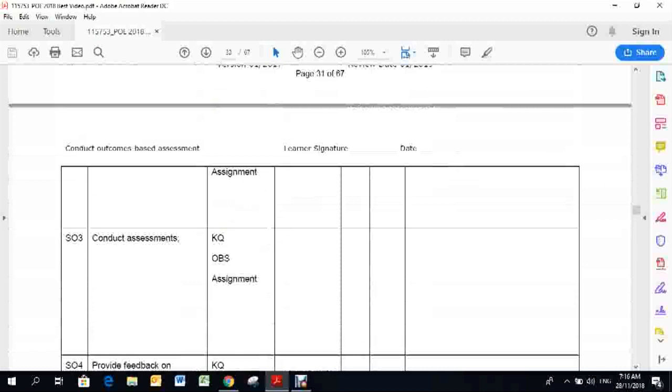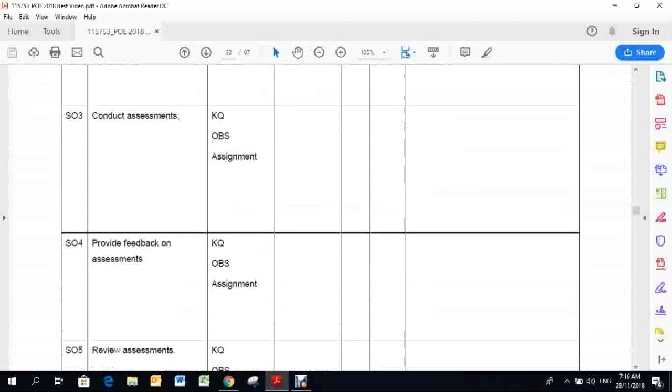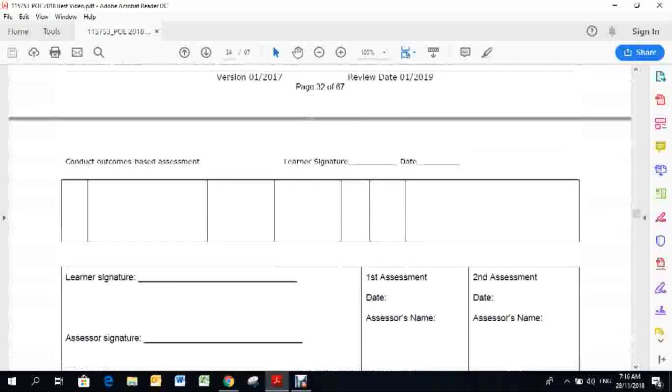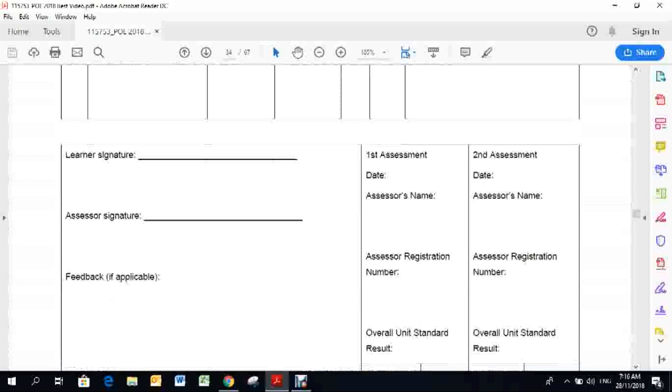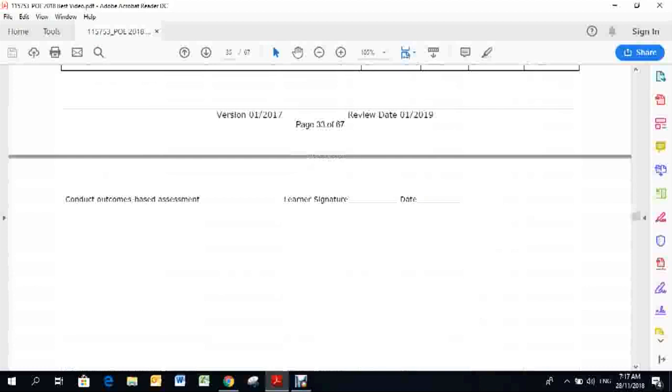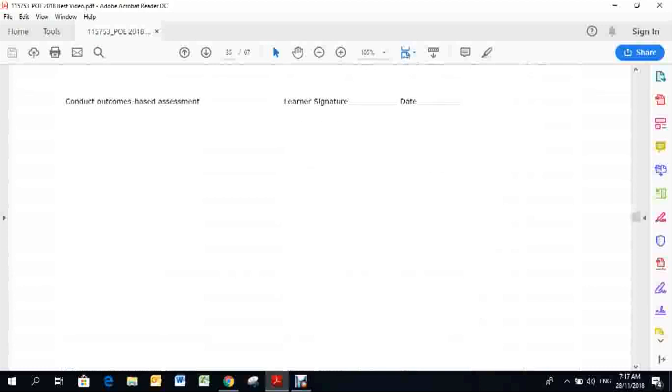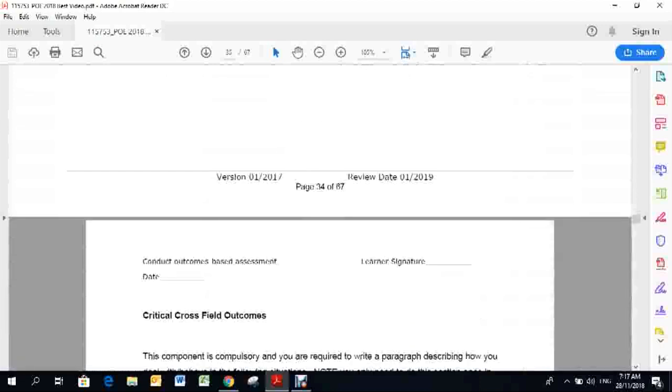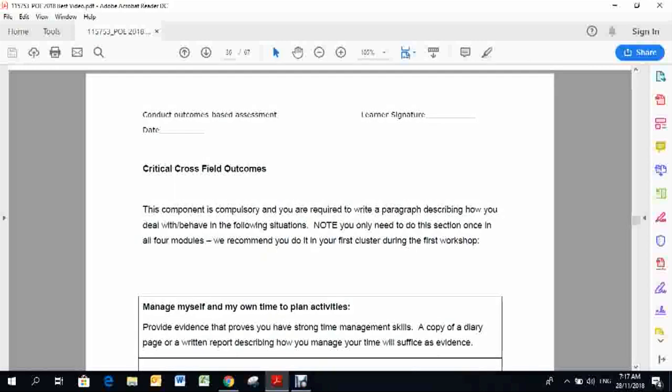So you don't do anything there. You put a signature and date on all those pages, and where it says learner's signature, you put a signature there and then you leave it like that. Next page, you put a signature and date, and then we get to the critical cross-field outcomes. I'm sure by now you're not forgetting to put the signatures and date.